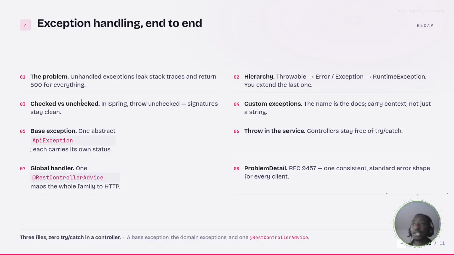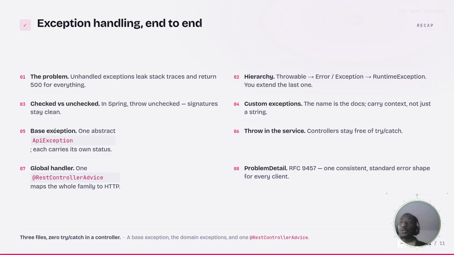So we talked about checked versus unchecked. In Spring, you throw unchecked, so signatures stay clean. Very important. You throw OrderNotFound. Custom exceptions, very important: they carry the context and not just a specific string. They carry the context of whatever happened, where it happened.